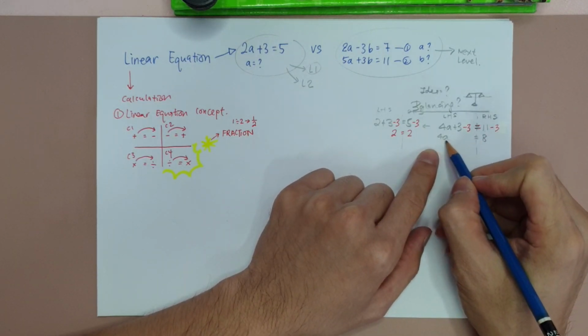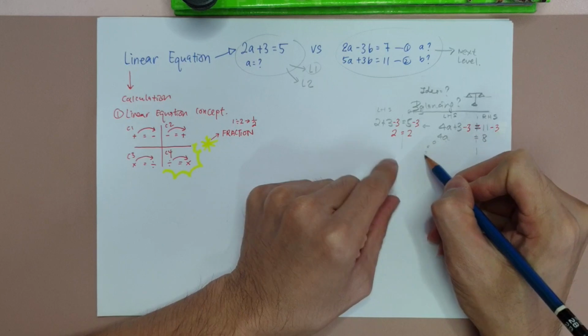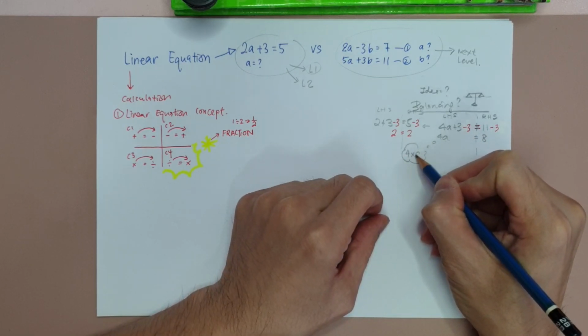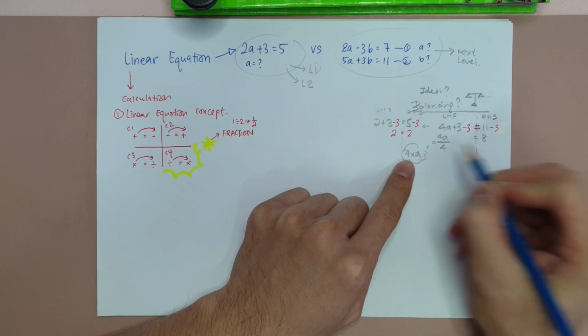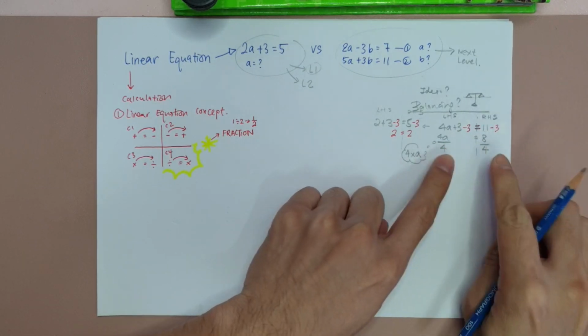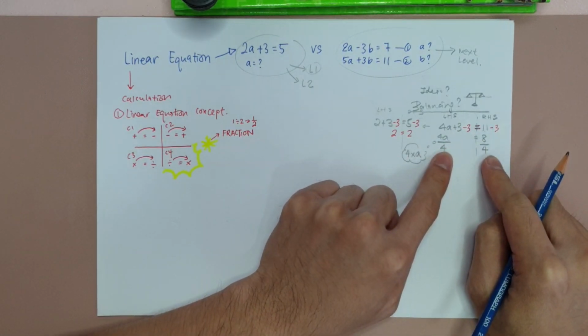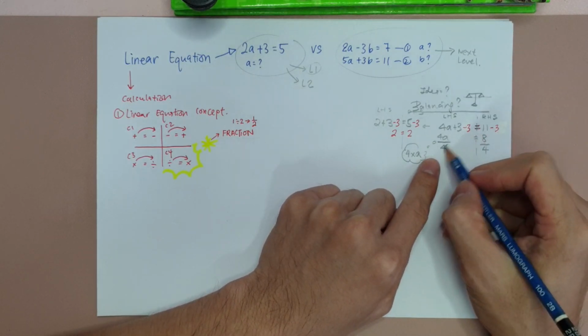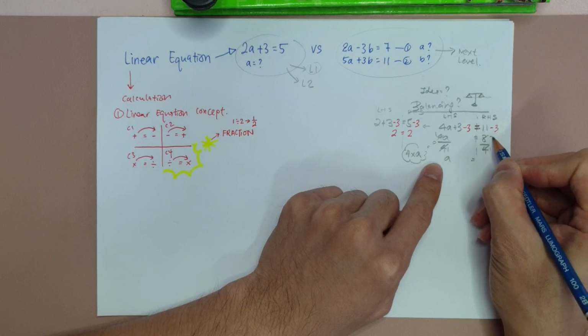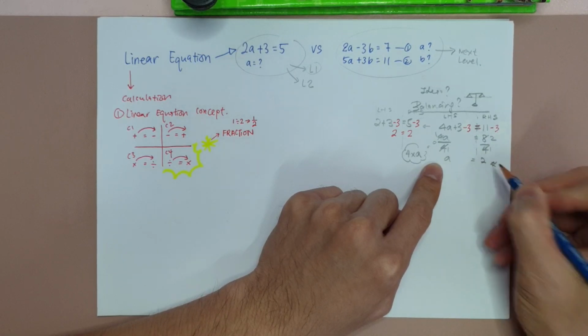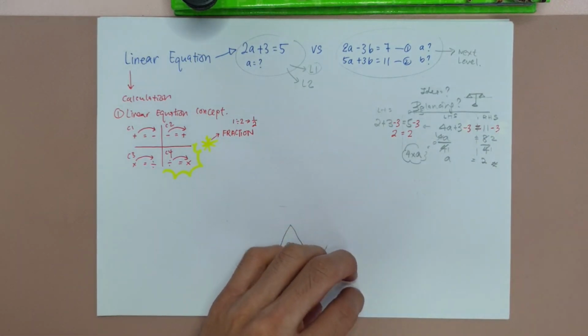And then 4a is actually 4 times a, correct or not? So in order to take the 4 away, you're going to divide by 4. Can you see I divide by 4 for both left and right side? So you cut it off, simplify it, you get a. You simplify it, you get 2. So do you notice you get the answer for a already? That's the idea of balancing.